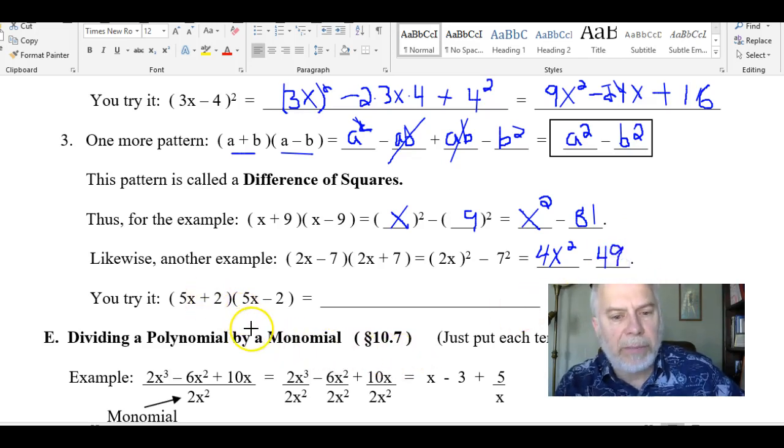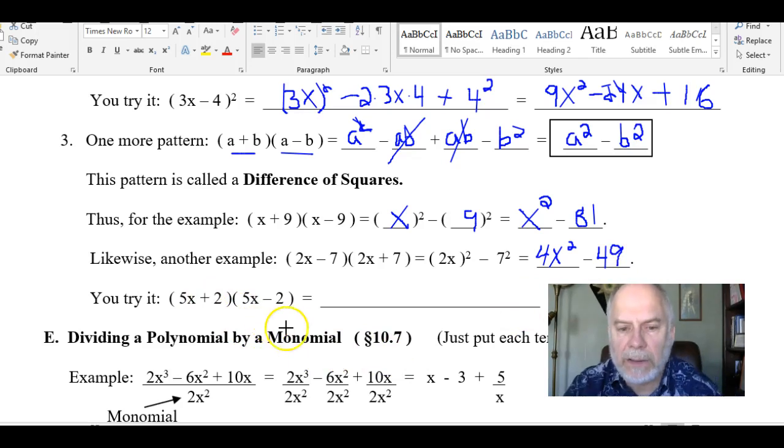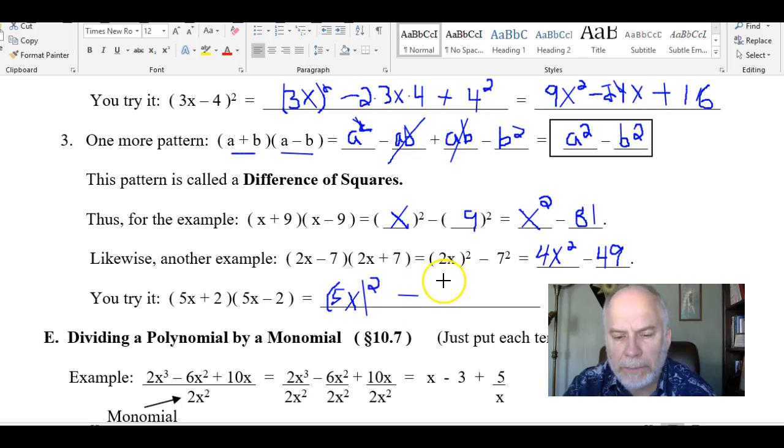You can try the next one, pause it, and then I'll show the answer. So 5x plus 2 times 5x minus 2, you have a plus and a minus, so we could write it as a couple set of parentheses, and then put 5x, oops, and then we'll square that, and then minus 2 squared.